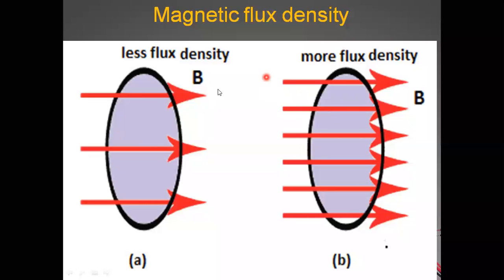So these are the less flux density and more flux density. So the less number of magnetic field lines crossing a unit area, that is less flux density, and more number of magnetic field lines crossing a unit area kept normal to the direction of the field lines, that is more flux density.